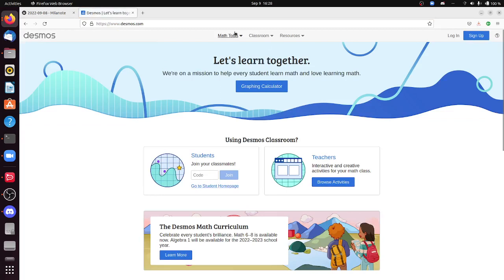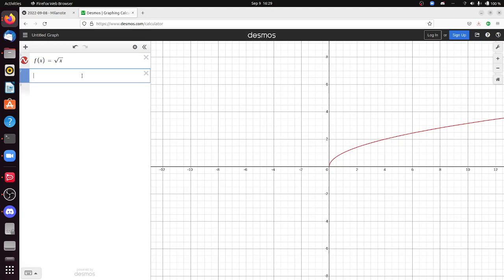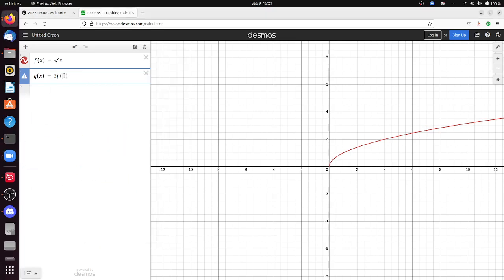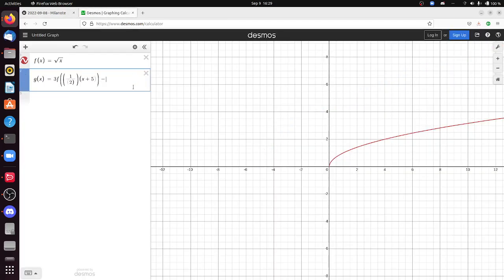So go to Desmos, and we're going to do f of x equals square root of x. That's the normal one. That's what we expect. And then we're going to see how close we got on our sketch. We'll say g of x equals 3 f of 1/2 (x plus 5), if we're looking at it correctly. So yes, 1/2 x plus 5, and then minus 8.